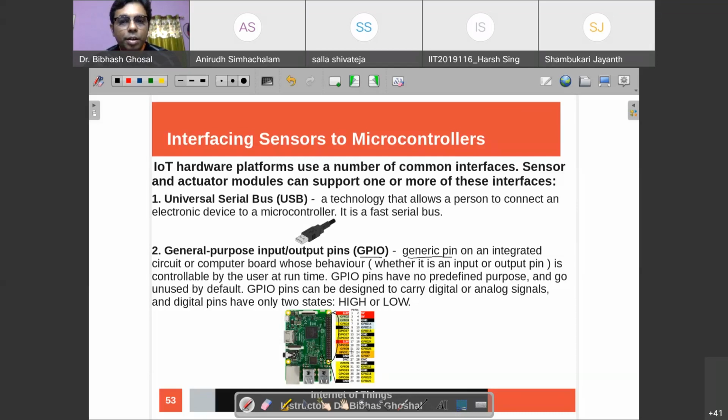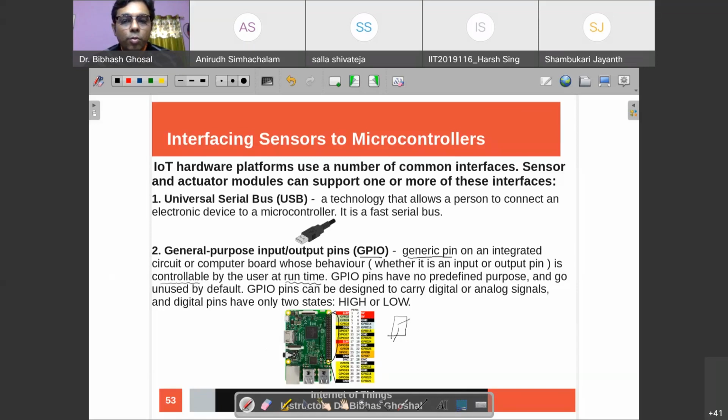And each pin is a generic pin which can be used as an input or an output. You have to tell whether you are going to use it as an input pin or output pin. So the good thing is that the user can control it at runtime, depending on what you will be connecting. For example, you want to connect an LED.